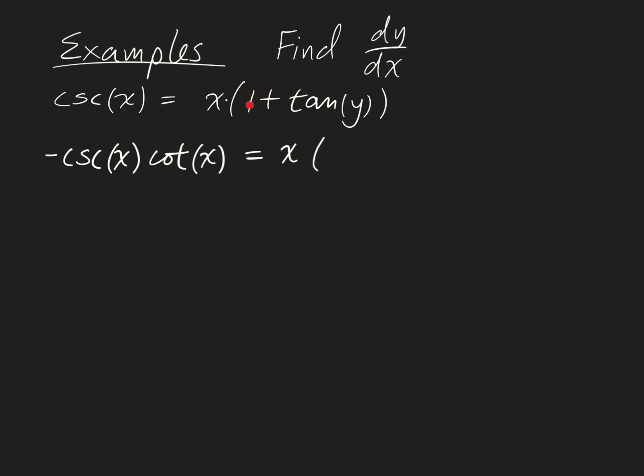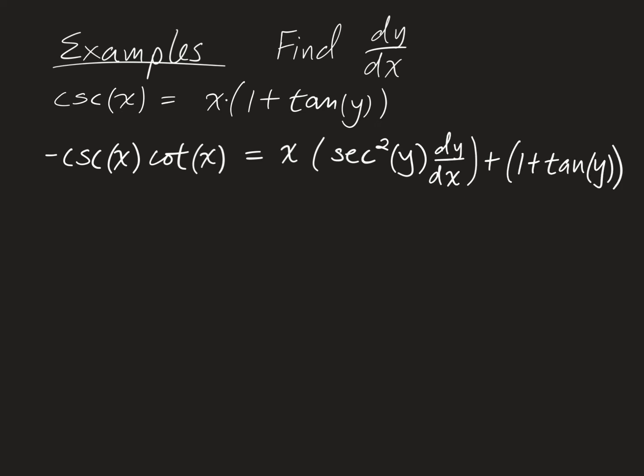Well, the derivative of 1 is 0, and this is a chain rule. So the derivative of the outside function of tangent is secant squared y. We leave the inside function alone, that's y. But then we have to multiply by the derivative of the inside function, plus the second, 1 plus tangent y, times the derivative of the first. Well, luckily it's just x, so we're going to multiply all of this by 1.